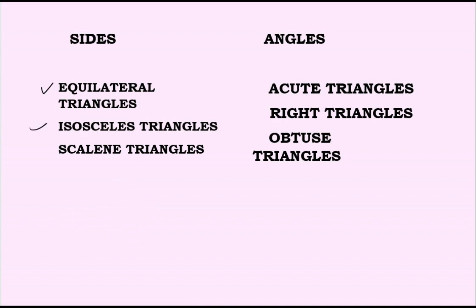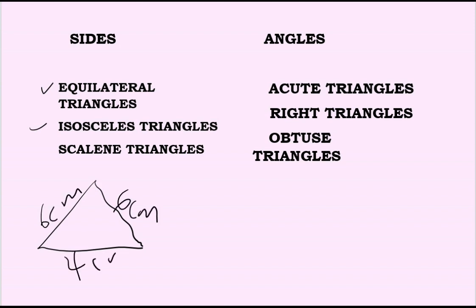For isosceles triangles, two sides and two angles are equal. So let's consider this triangle. Two of its sides, let's say this is 6 centimeters, this is also 6 centimeters, and this is 4 centimeters. So two of its sides are equal and two angles are also equal. So if this is 50 degrees, this is also 50 degrees, and the last angle will be 80 degrees, making a total of 180 degrees for the angles. So for isosceles triangles, two of its sides and angles are equal.